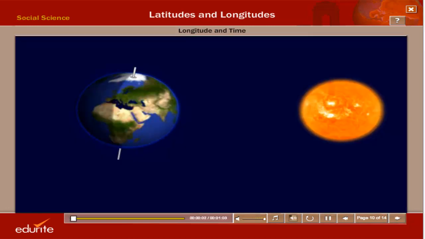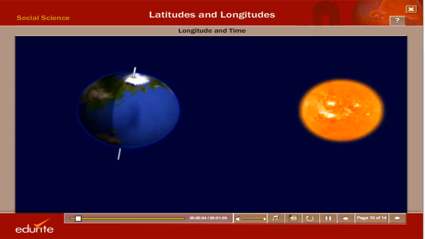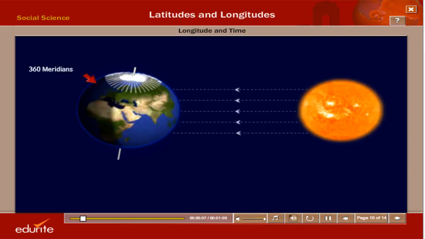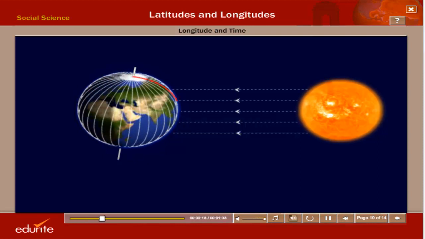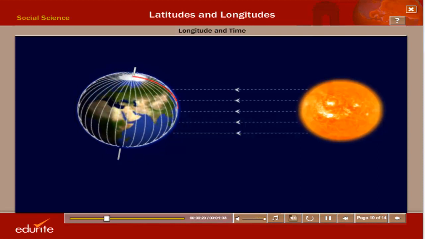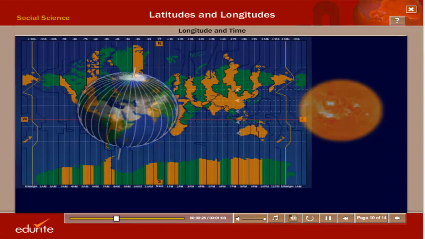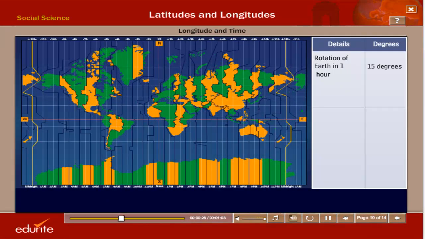Now let us try to understand the relationship between longitudes and time. There are 360 meridians of longitude, and each of them passes the sun once in 24 hours. After 24 hours, the Earth undergoes a full rotation with respect to the sun, and the same meridian again faces noon. Earth rotates 15 degrees in 1 hour. We get this by dividing 360 degrees by 24 hours. Each time zone is approximately 15 degrees longitude wide.